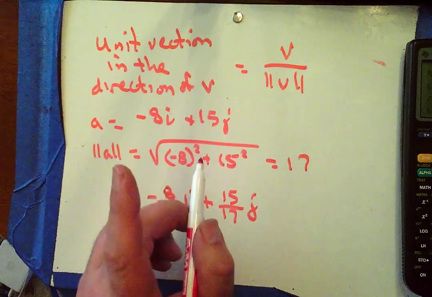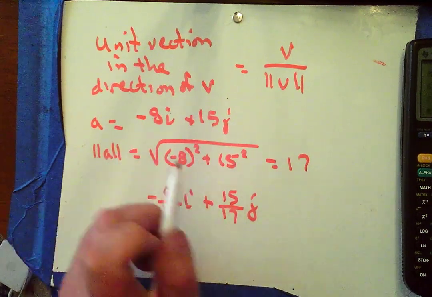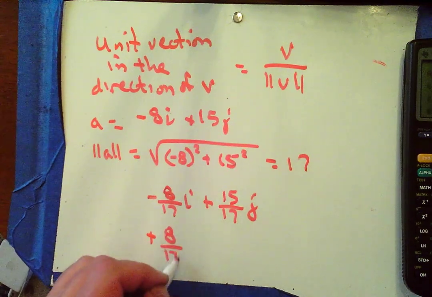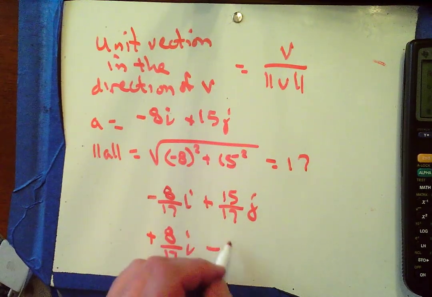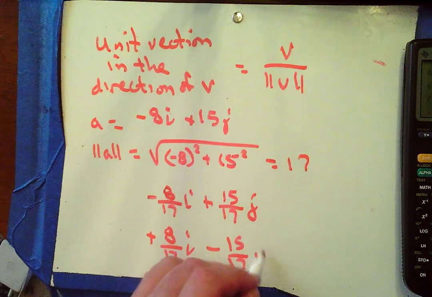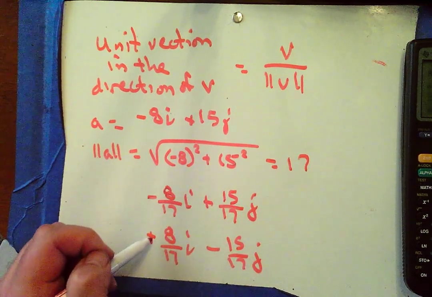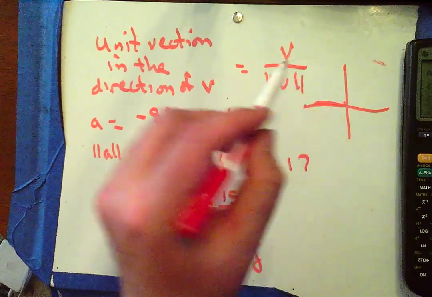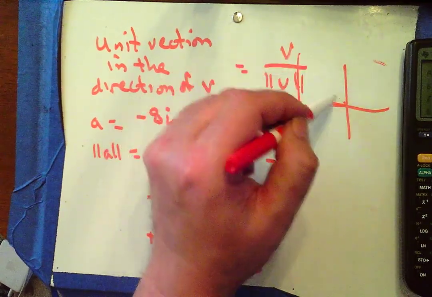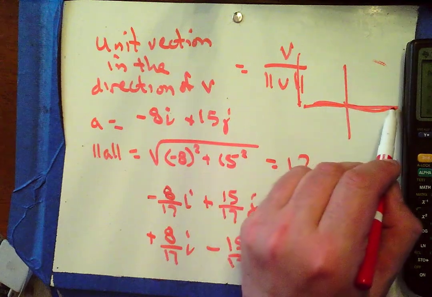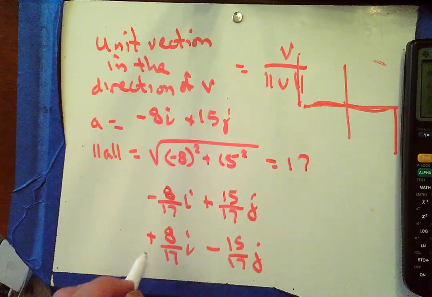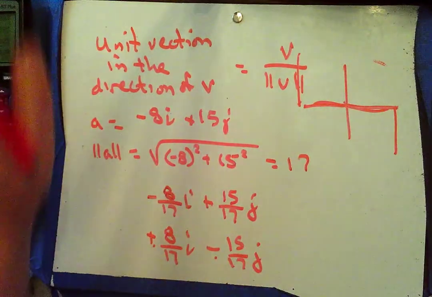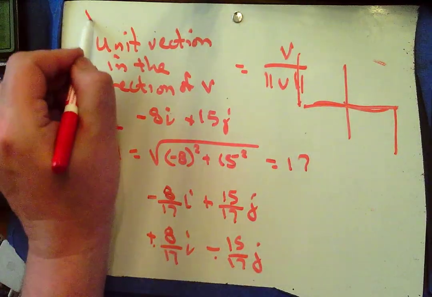But what if I want the opposite direction of A? Well, that just means flip the signs. Plus 8 over 17 i minus 15 over 17 j. I flip both signs to go in the opposite direction. Instead of going left 8 and up 15, I'm going to go right 8 and down 15. I'm going right and down. Okay, so that was problem number 17.